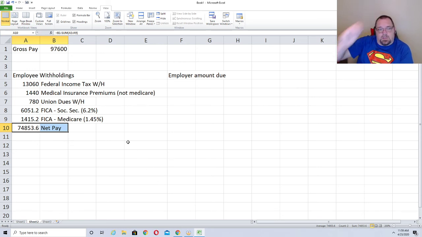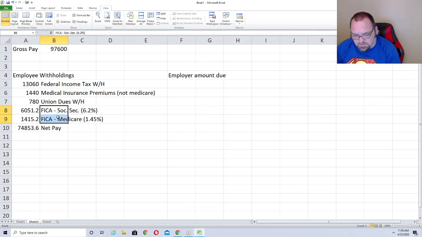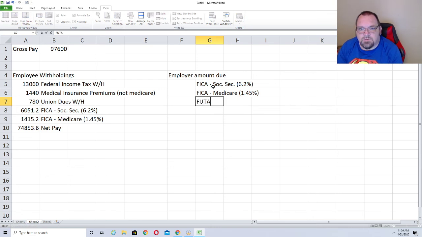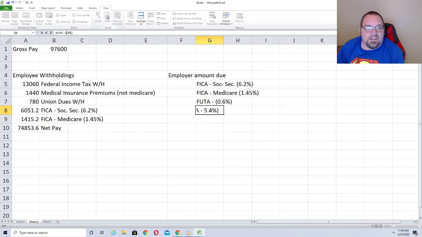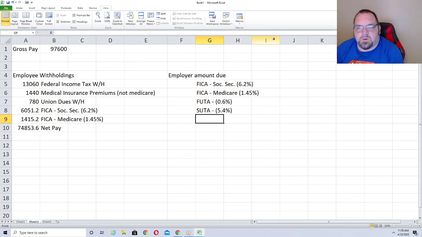Okay. Now let's copy these two. Control C these. Control V. FUTA. Okay. 0.6%, and then SUTA 5.4%. Hold on, easy. What am I doing? I'll put it in parentheses so it looks uniform. All right, beautiful.